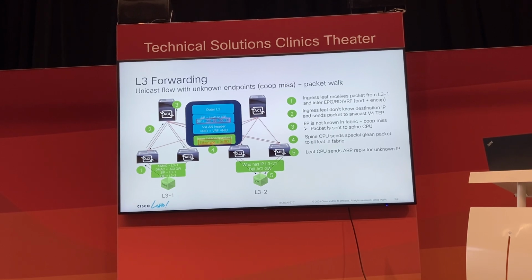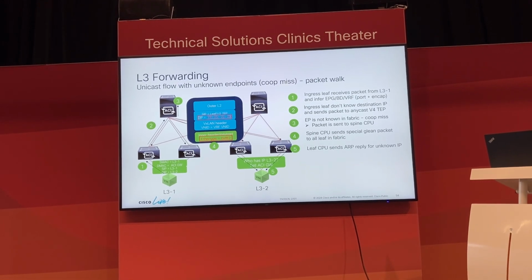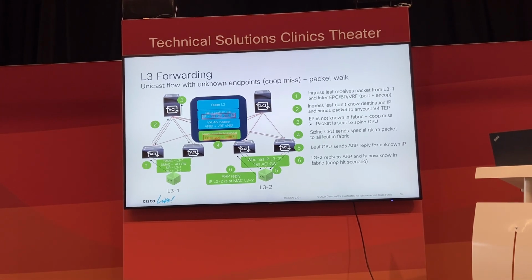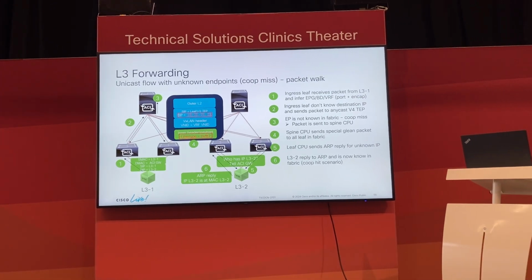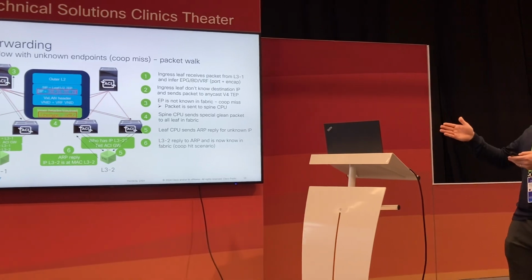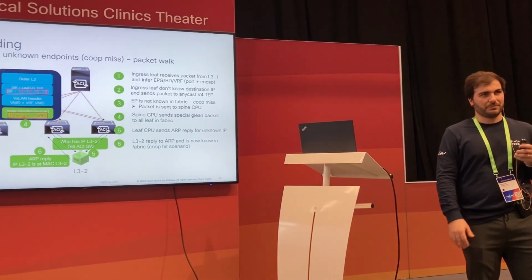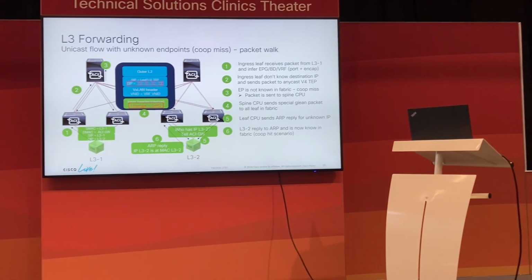Expectation is that the host owning the IP will reply, and now the endpoint will be learned in the fabric, and we will fall back to the scenario where we have the endpoint known in the COOP database and traffic redirected directly to the egress leaf switch.